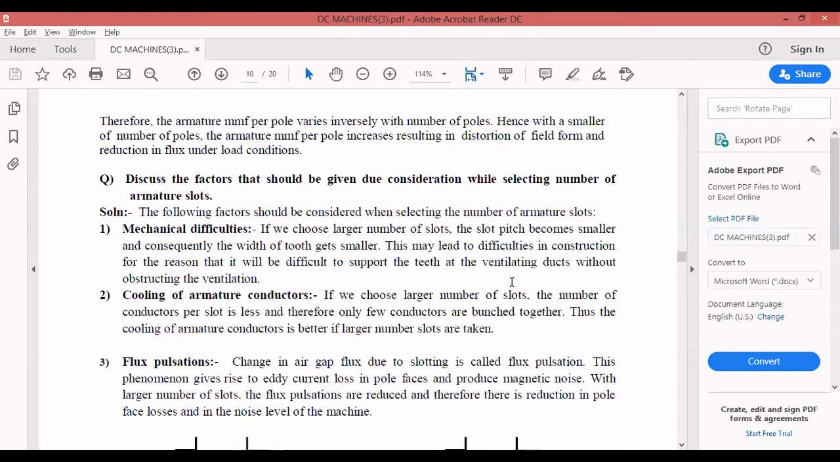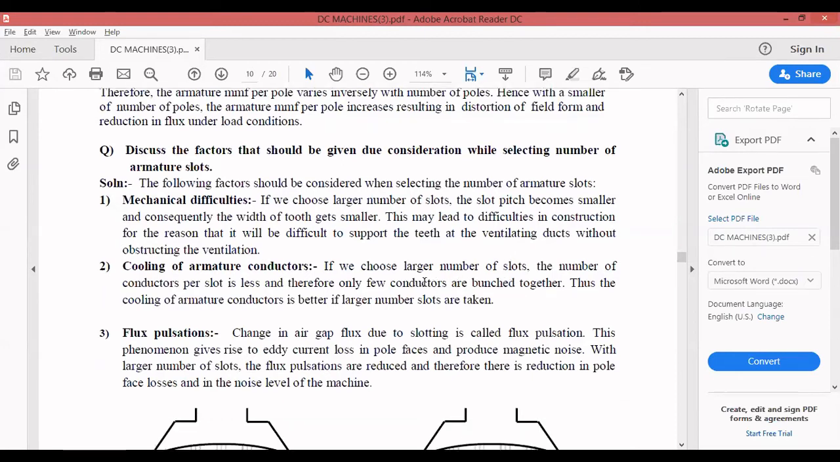Second point, the cooling of armature conductors. If you choose a large number of slots, the number of conductors per slot will be less. Therefore, only a few conductors are bunched together. Thus, the cooling of the armature conductor is better if a larger number of slots are taken. This is a direct, simple one. If you go for a large number of slots, fewer conductors are placed in the slot. If there are fewer conductors placed in the slot, definitely we have better cooling. So, better cooling if you go for a larger number of slots.